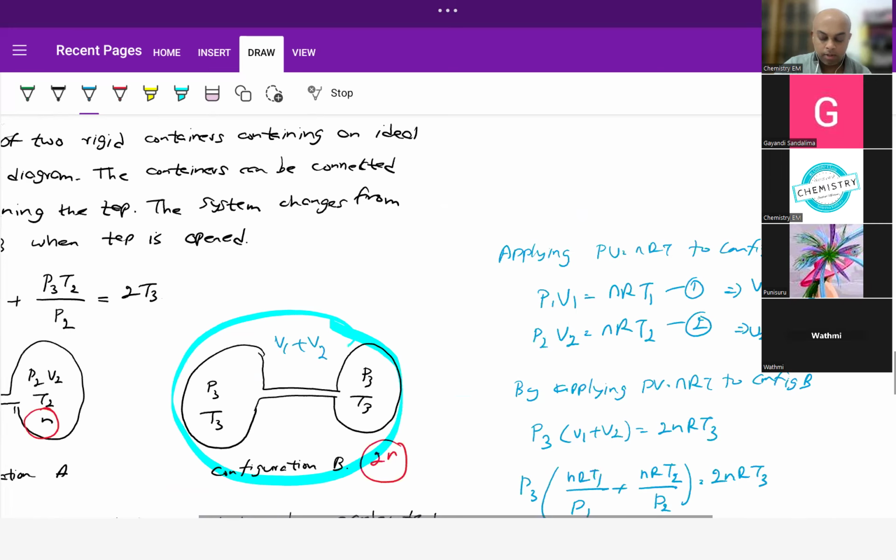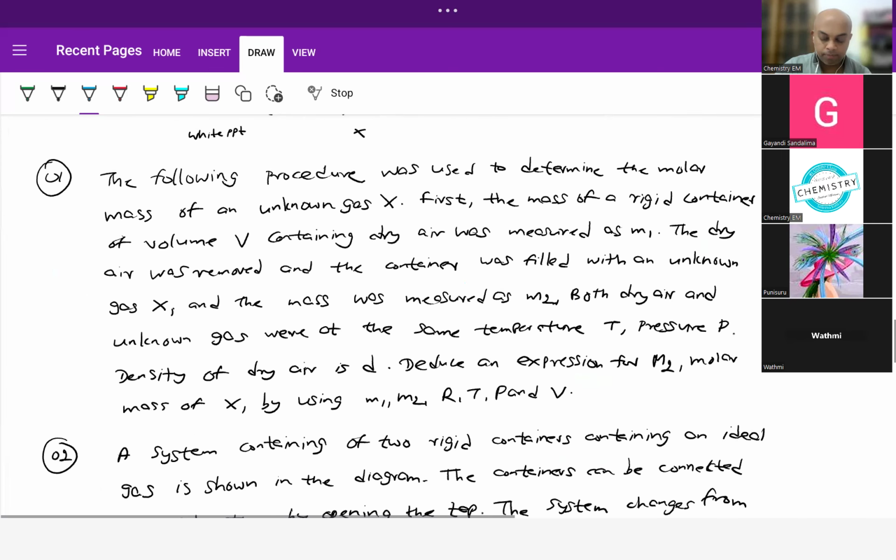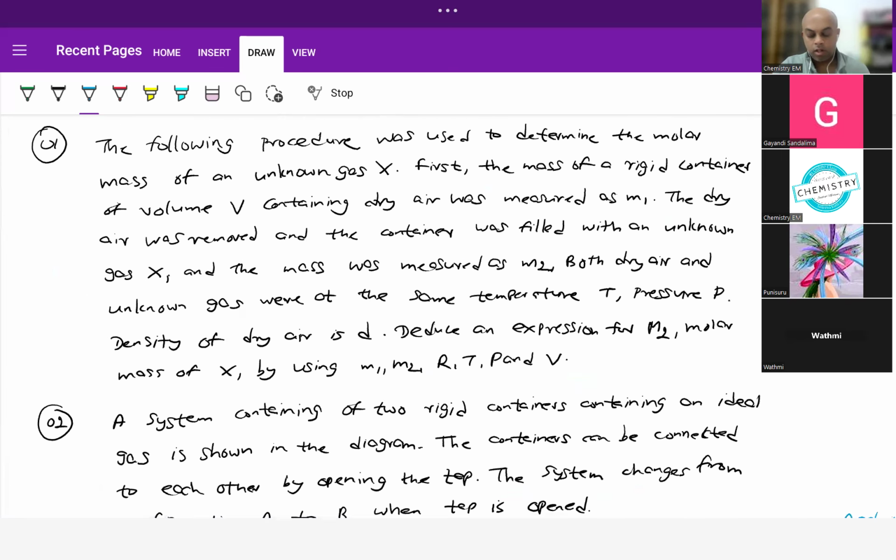Okay. This is the next question. Try this one. Even though I have mentioned this one as the first question, this is the third question that we are doing today.